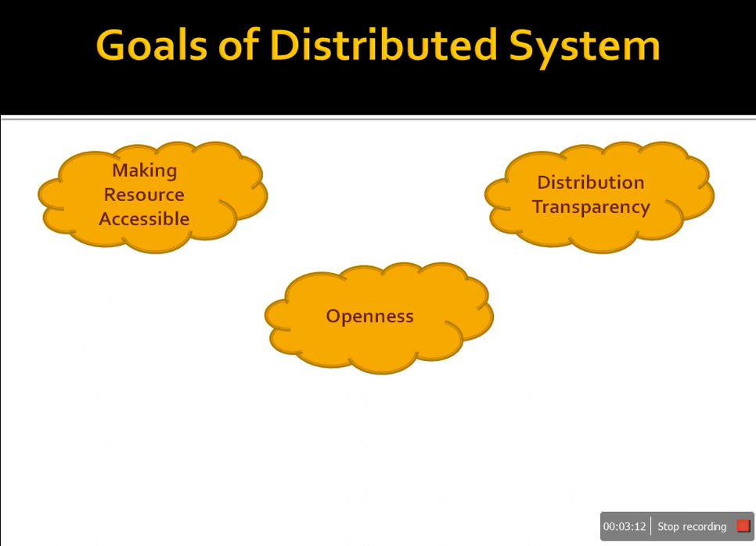Now the third goal is openness. Another important goal of a distributed system is openness. An open distributed system is a system that offers services according to standard rules that describe the syntax and semantics of those services. For example, in computer networks, standard rules govern the format, content and meaning of messages sent and received. Such rules are formalized in protocols.